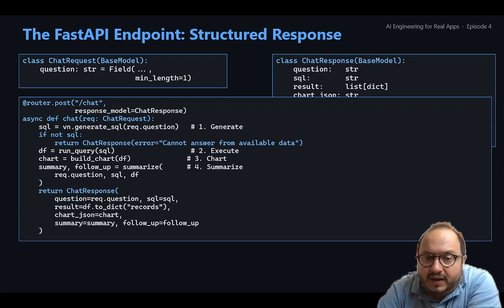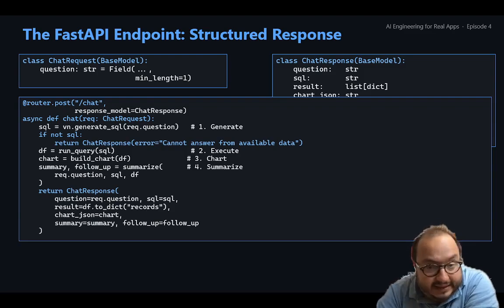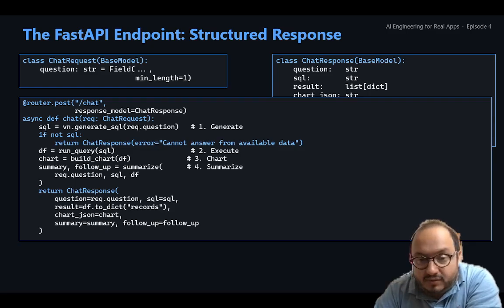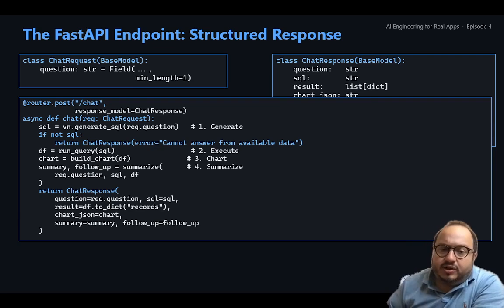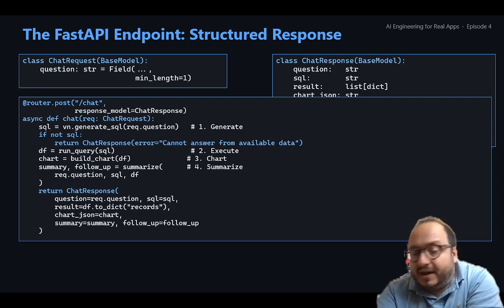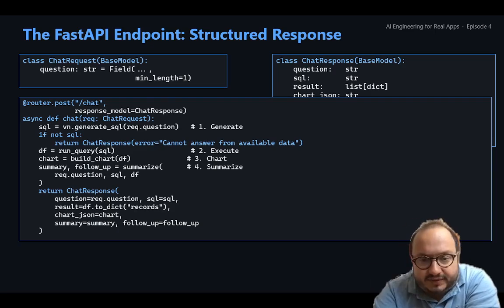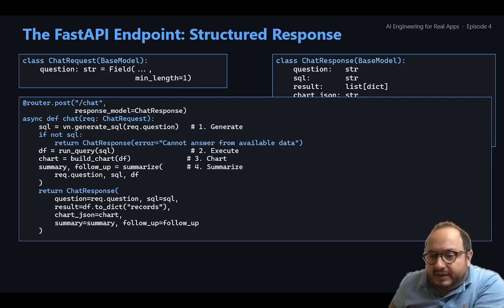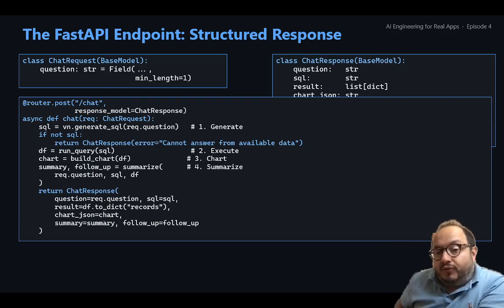Step 2. Validate and execute. Run the select guard. Execute against DuckDB. If the SQL is syntactically valid but semantically wrong, references a column that does not exist, or joins in a way that returns 0 rows, we catch the exception and return the SQL along with the error message. This is important. Returning the failed SQL lets the caller see what was attempted. It also lets you collect bad SQL for model improvement.